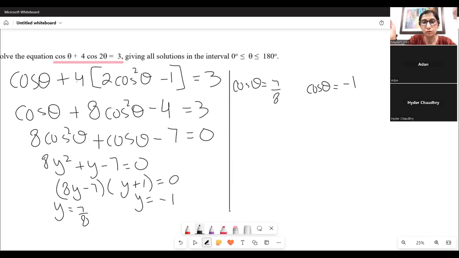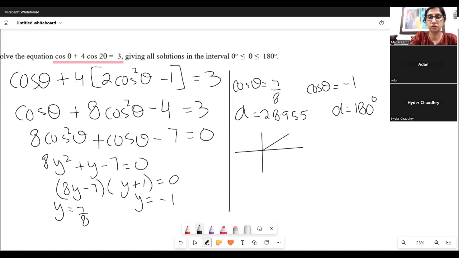Okay, so let's find alpha in both the cases. Alpha would be cos inverse 7 by 8. It's going to be 28.955. And the other one is going to be 180 degrees, since cos inverse minus 1 is 180 degrees. Okay. So cos is positive in the first quadrant and the fourth quadrant, 28.955 here and 28.955 here.